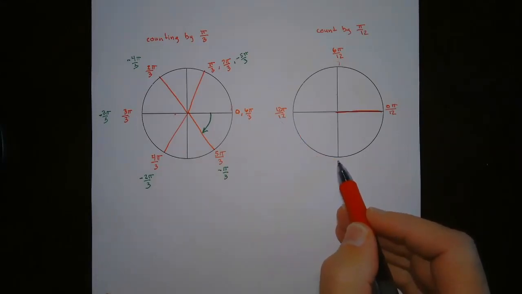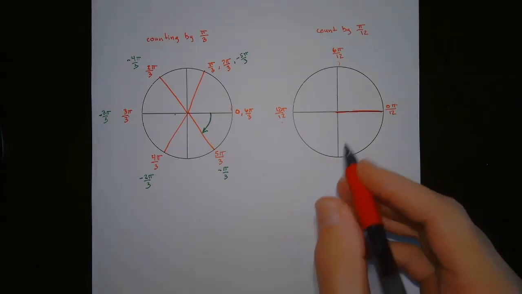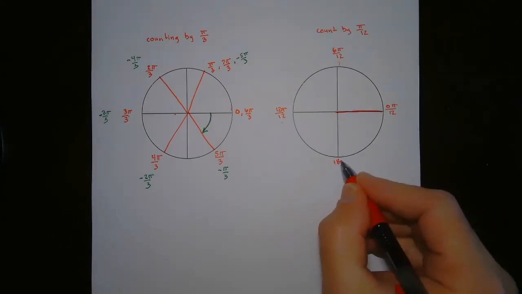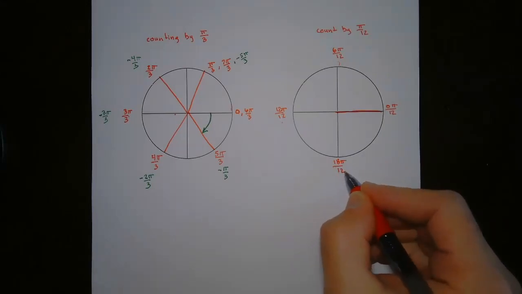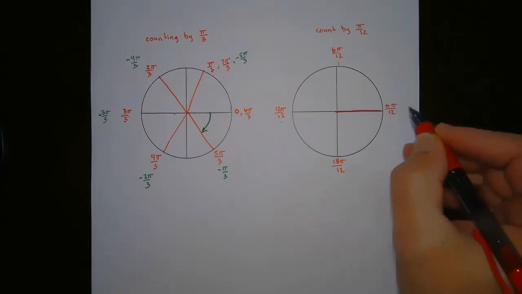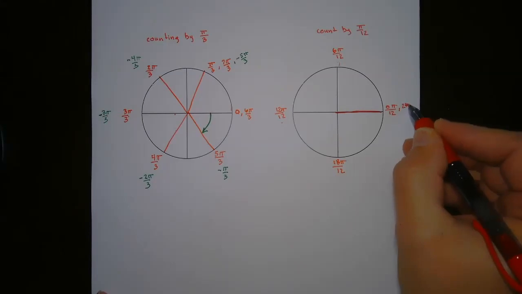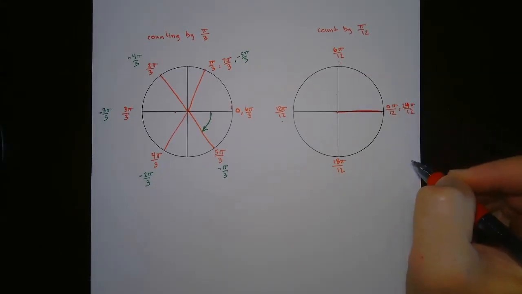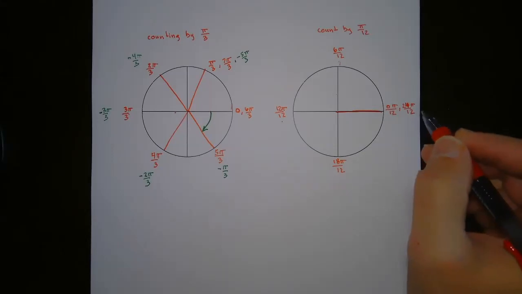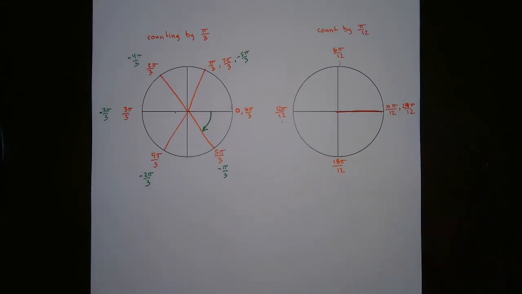And if that's 6 pi over 12 and this is 12 pi over 12, then this right here would have to be half that, which would be 18 pi over 12. And then this would have to be 24 pi over 12. Because what's 24 pi over 12? It's 2 pi, okay? All right, so that's just one more that I wanted to look at. Let me just check my previous notes. Is there anything else I wanted to add?